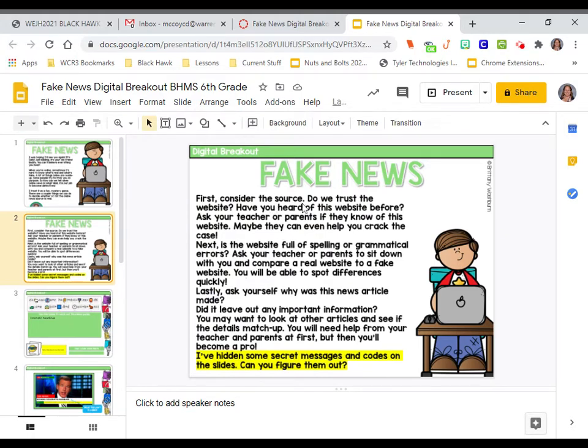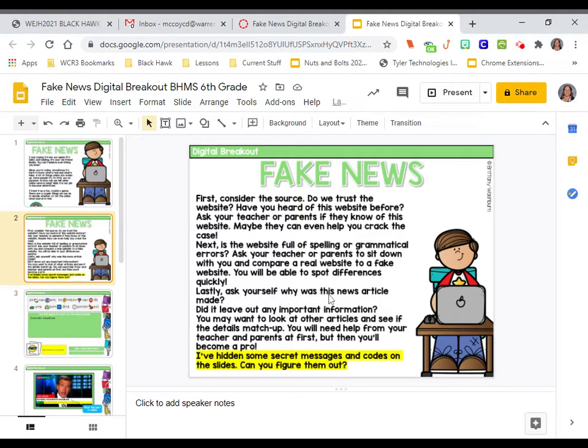First, you need to consider the source. Do we trust the website? Have you heard of this website before? Ask your teacher or parents if they know of this website. Maybe they can help you crack the case. Next, is the website full of spelling or grammatical errors? Ask your teacher or parents to sit down with you and compare a real website to a fake website. You will be able to spot differences quickly.